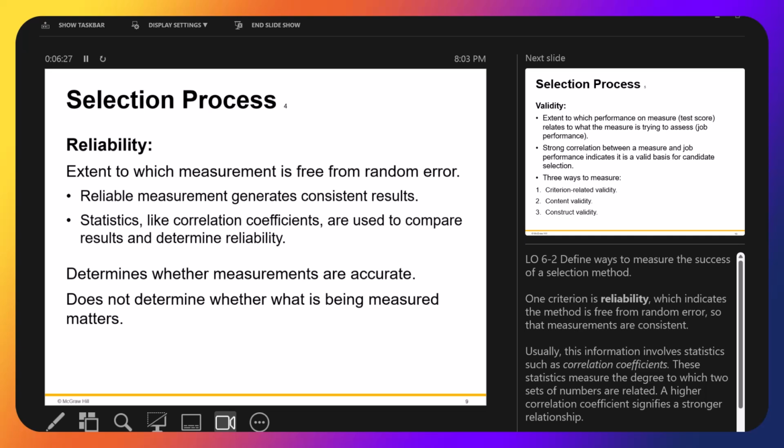Reliability, the extent to which measurement is free from random error. A reliable measure generates consistent results. Statistics like correlation coefficients are used to compare results and determine reliability. Determines whether measurements are accurate. Does not determine whether what is being measured matters. So realistically, reliability is something that can be measured and is consistent. We can use these steps right here, and it's going to tell us this. No matter how many different processes we do this right here, it's going to tell us this. That's what you want to have.